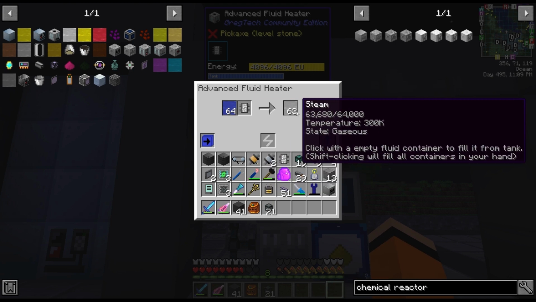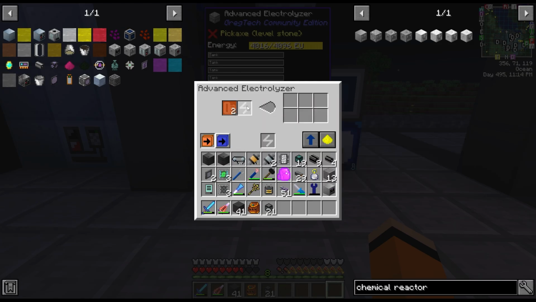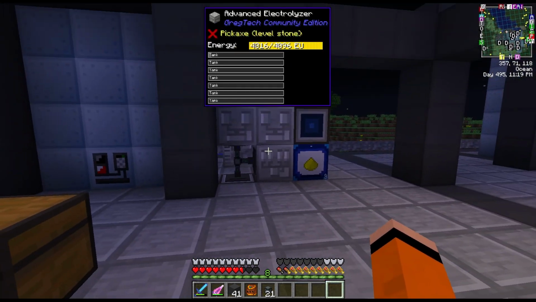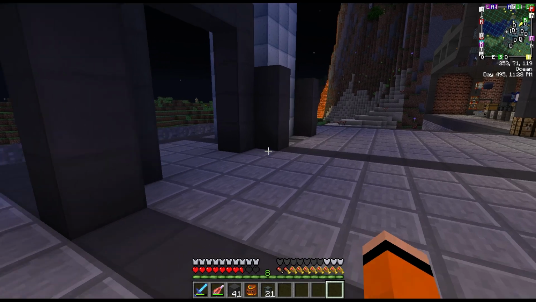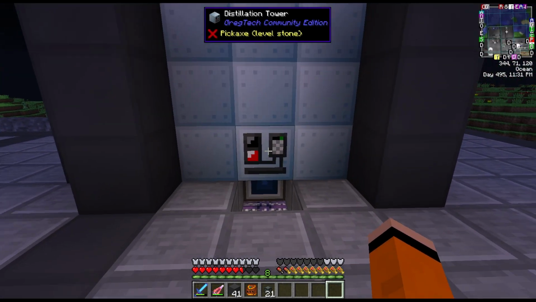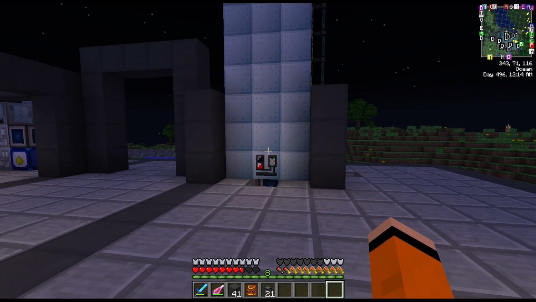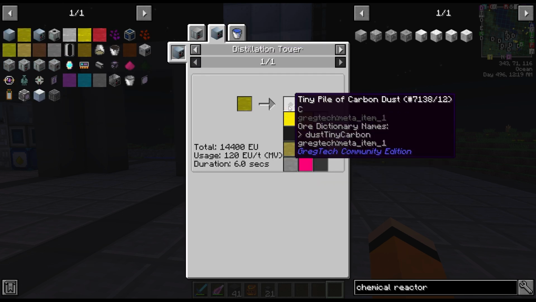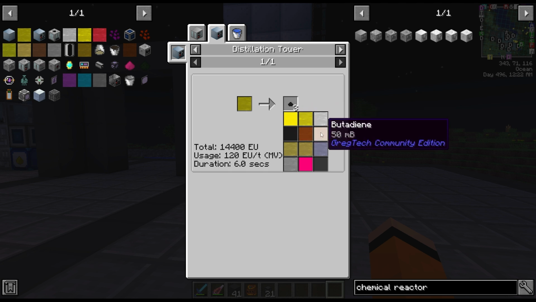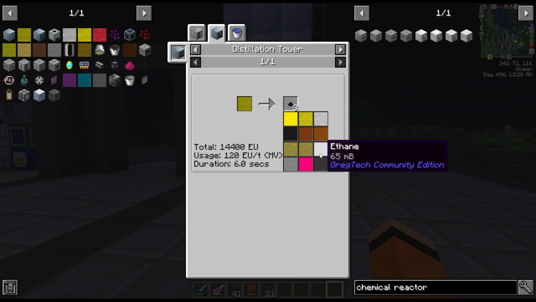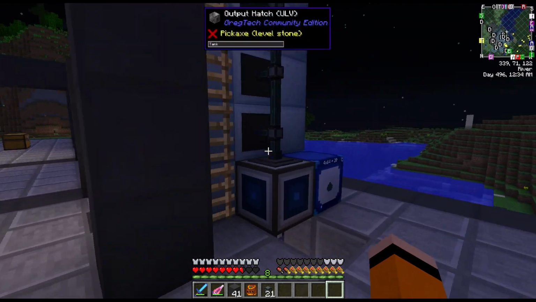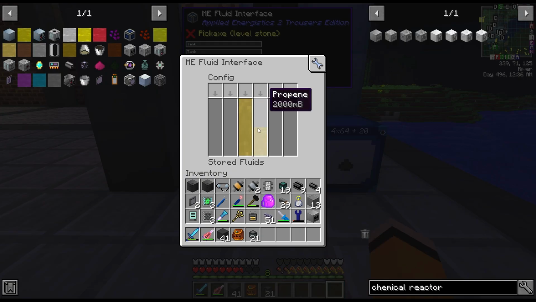We just have a fluid heater making steam. This is just a hydrogen sulfide byproduct, which gives us sulfur, which we actually use later on. I'll explain that. The steam cracked naphtha goes into this interface where it's pulled out by this distillation tower. So this distillation tower will steam crack our naphtha and give us all of these outputs. So we get carbon dust, we get heavy fuel, light fuel, toluene, which we'll be using later, benzene, which we are using right now. Yeah, pretty much all of this is useful. So I just have all of that going into our ME system right here.